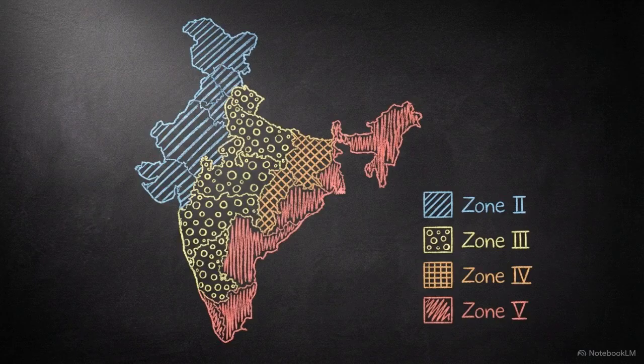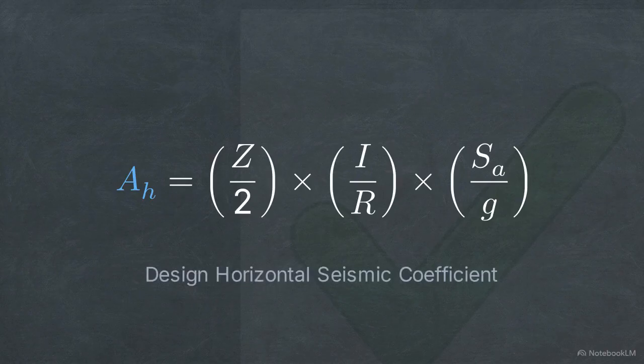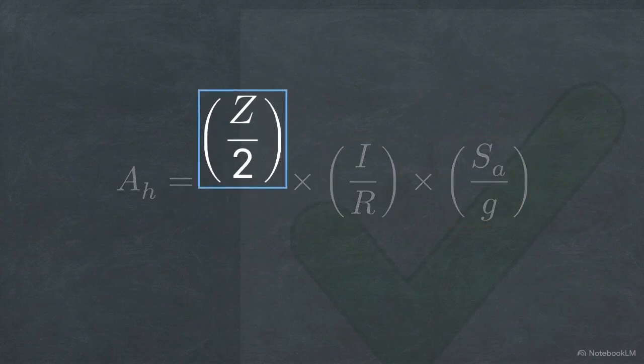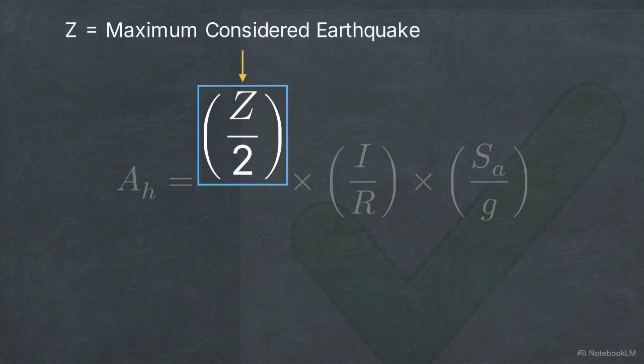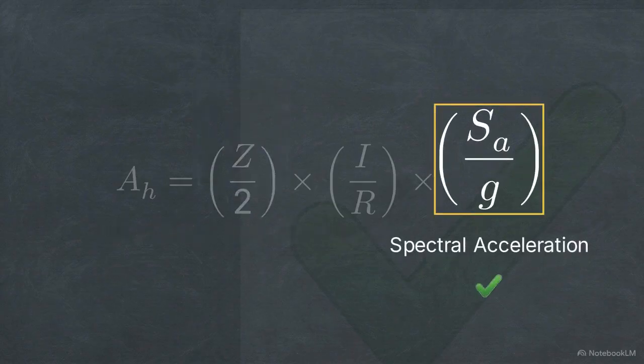The baseline seismic hazard across India is established by the seismic zone map, which divides the active fault regions into zones 2 through 5. This equation determines the design horizontal seismic coefficient, or AH. It dictates the lateral force a structure must withstand, and it breaks down into 3 distinct modular variables. The first variable is the zone factor, Z. This represents the maximum considered earthquake, the worst-case shaking expected for a region. The code mandates dividing Z by 2 to design for the design basis earthquake, relying on a building's ductility to absorb the rest. The third variable, SA over G, is the spectral acceleration.